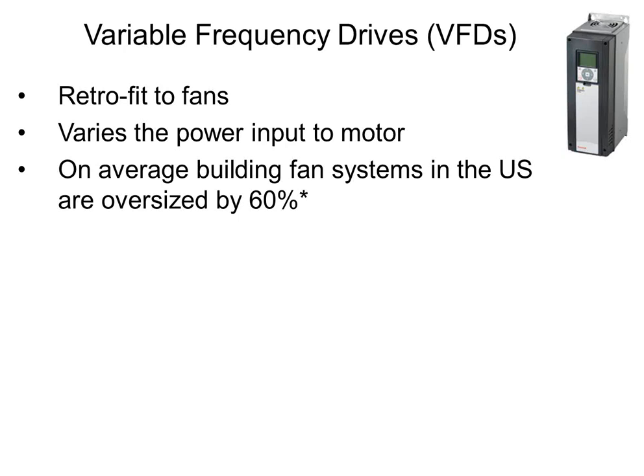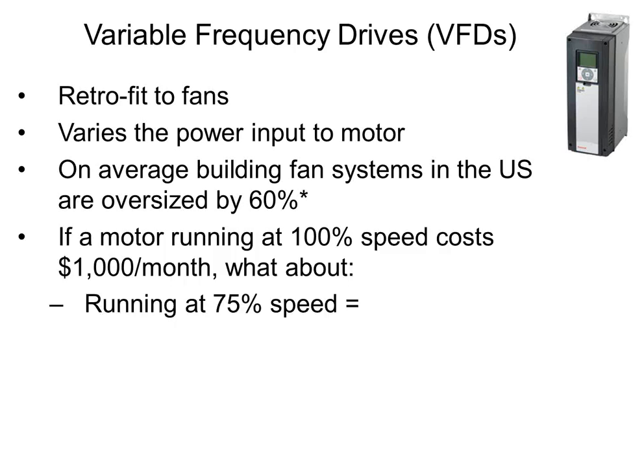But in the United States, fan systems, on average, are oversized by 60%. That's not me saying that. I probably think the number's higher, but that's a Johns Hopkins University study saying that. So on average, things are oversized by 60%. So I like to ask building owners, if you have a motor running at full speed, like all of them are, and it costs you $1,000 a month to run this motor, if I cut it down to 75%, how much will it cost you? And they say it'll be $750.